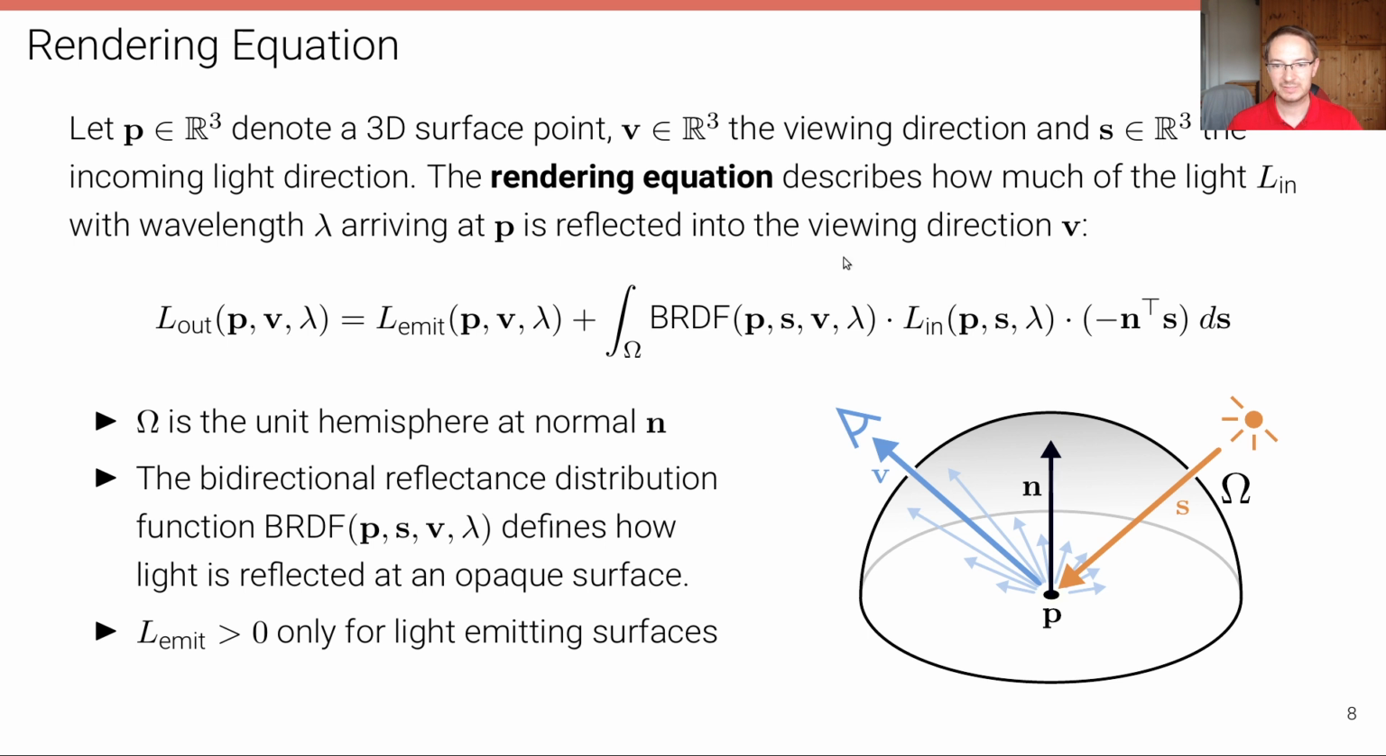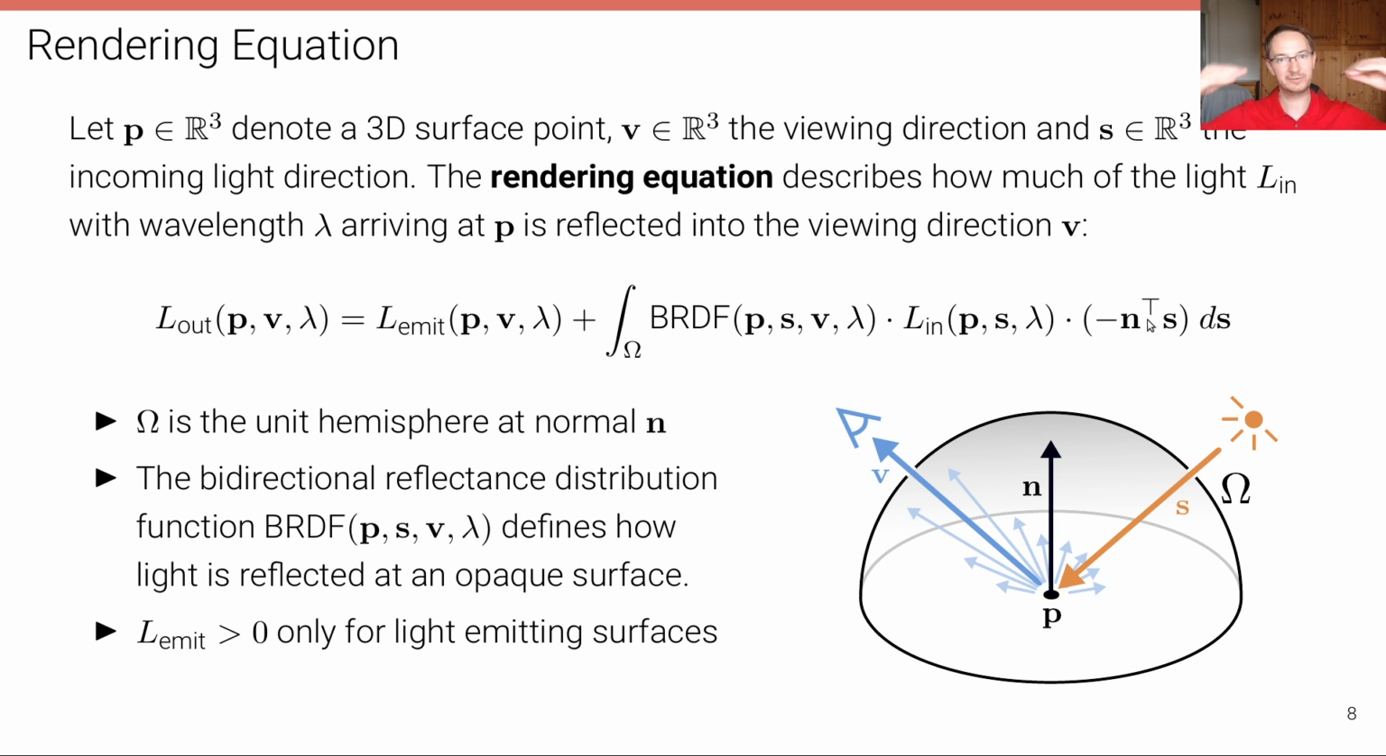So we're just left with this right hand side of the equation, which is the integral over the upper hemisphere over the BRDF, which is the bidirectional reflectance distribution function that defines how light is reflected at an opaque surface at this particular point here. So it's defined at that point for a particular incoming and outgoing light direction, and a particular wavelength, times the strength of the incoming light, times the normal transpose times the incoming light direction, which is modeling the foreshortening effect.